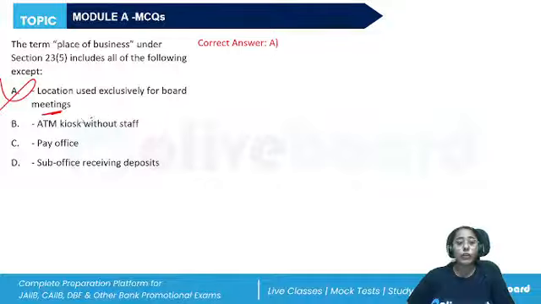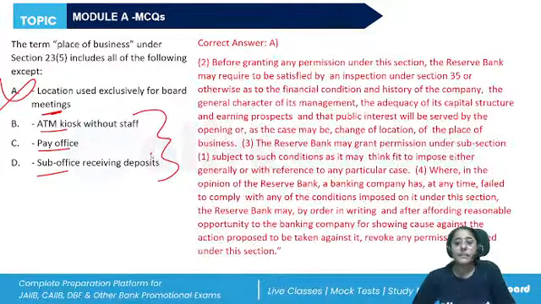All right, so if they are opening an ATM kiosk, pay office, sub office, then the prior permission will be required, but the definition of the place of business does not include a location used exclusively for the board meeting.